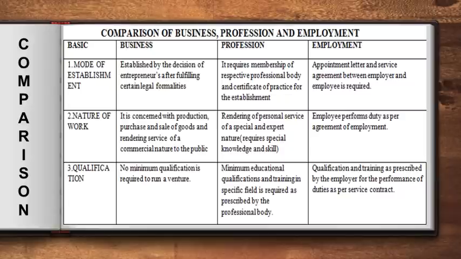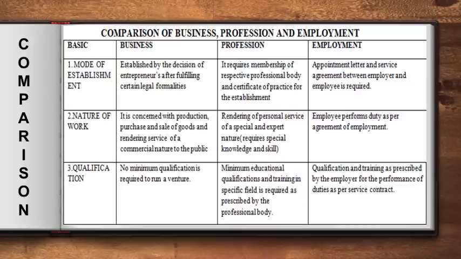Next basis, nature of work. So, under business, it says it is concerned with production, purchase, and sale of goods and rendering service of a commercial nature to the public. Girls, here rendering means giving, okay? So, they're saying what kind of work a business does? It deals with the production, purchase, and sale of goods and services to the people.